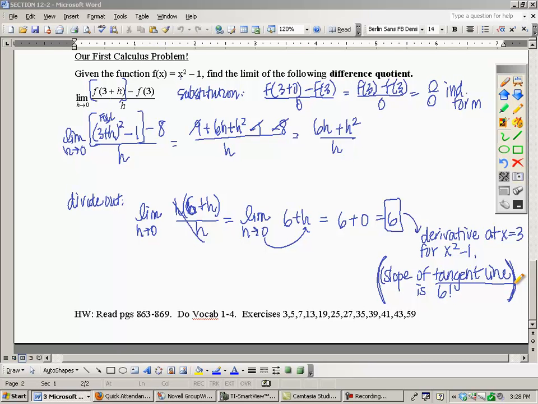So that's it for section 12.2. Again, we'll work more in class. We'll do a warm-up and things like that. But just keep in mind, always try and substitute first. If you get indeterminate form, then try and factor.